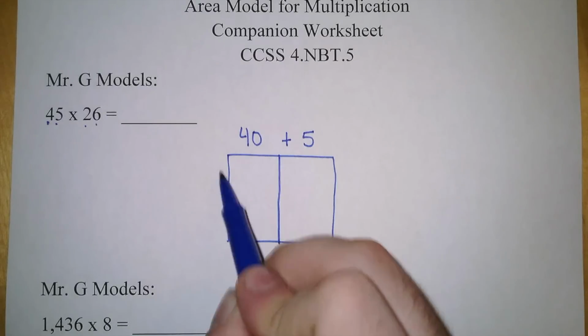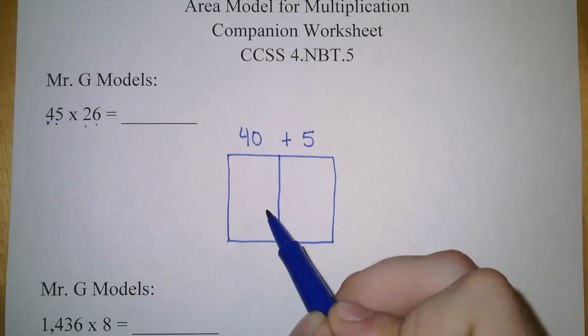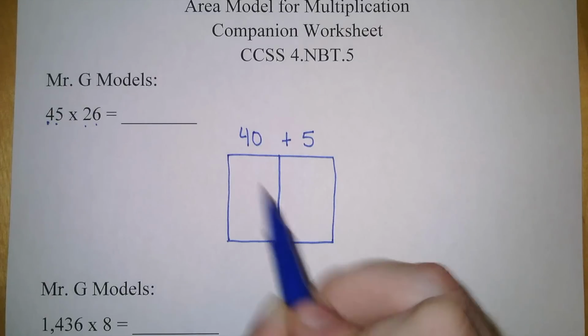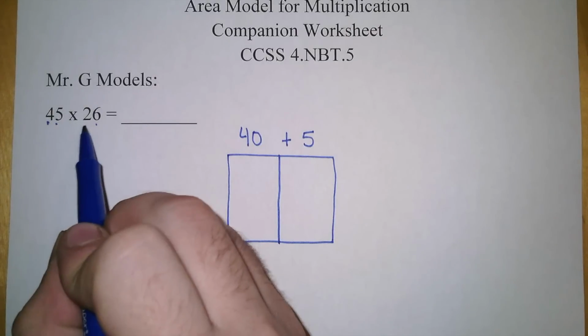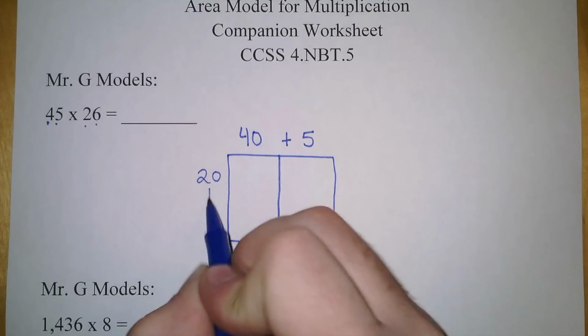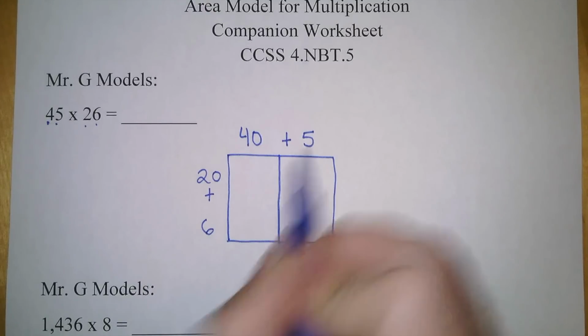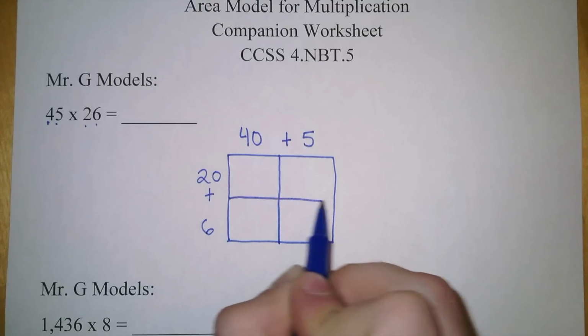Now I could have done 40 plus 5 coming down this side. Same thing, the commutative property for multiplication tells us we can multiply our factors in any order. And then I'm going to take my other factor, 26, and I'm going to put 20 plus 6, and just as I needed 2 columns because I had 2 place values here, I also need 2 rows.